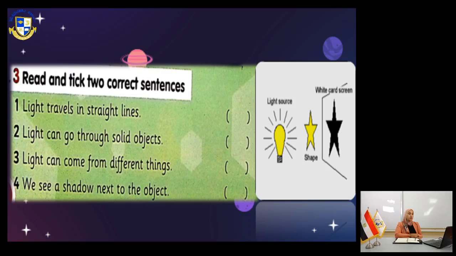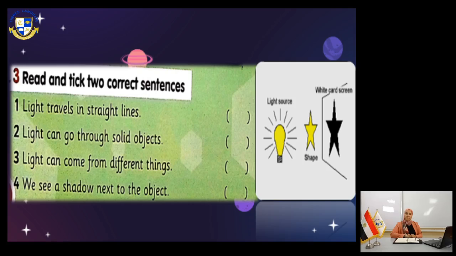Exercise number 3. Read and tick 2 correct sentences. We have 4 sentences below, and only 2 of them will be correct. The picture shows the light source, the source that we get the light from, which is the light bulb. I have the star. It is a solid, in the shape of a star, and then a white card as a screen. So when I shine the light, it doesn't go through the solid shape, which is the star, so it casts the shadow of the star on the white card. This is like an experiment we can do with any other objects that we have at home.